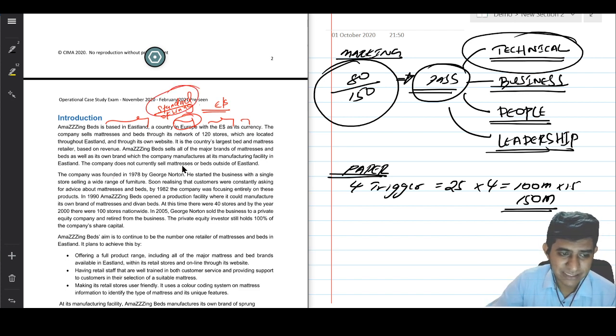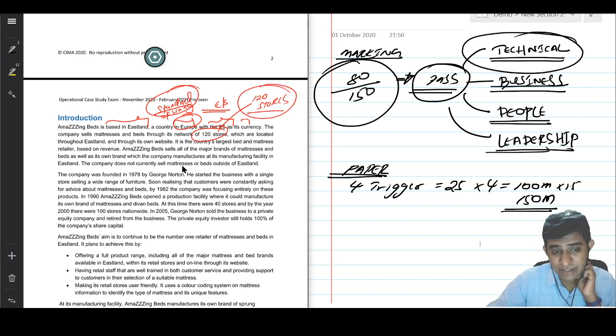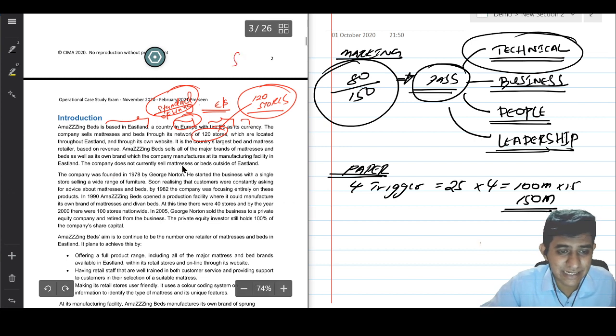The company sells mattresses and beds through a network of 120 stores. So I will write down here 120 stores is their network, students. Please keep that in mind. That's a good number, students. And I can generally say it's a strength. In a SWOT analysis, I can say it's a strength there.